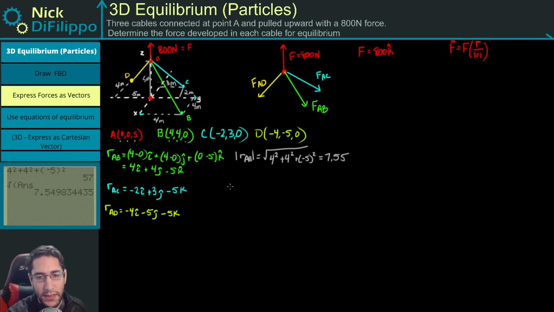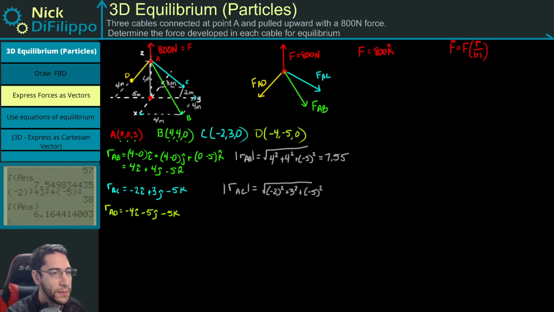All right, let's do this position, the magnitude of RAC. That's going to be equal to the square root of minus 2 squared plus 3 squared plus minus 5 squared. Take the square root of 38, and I get, let's go to 2 decimal points, 6.16.